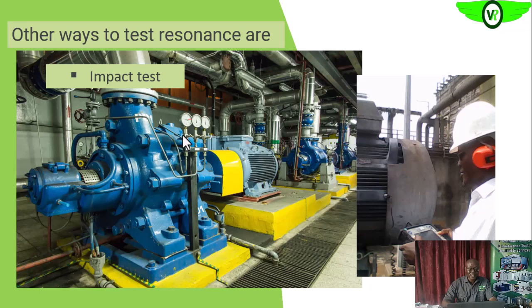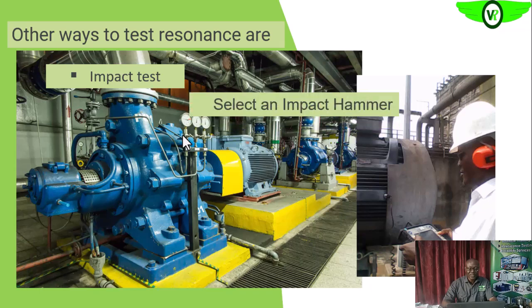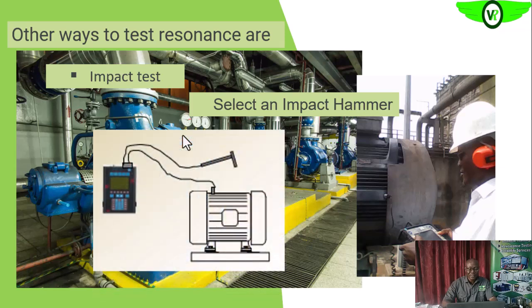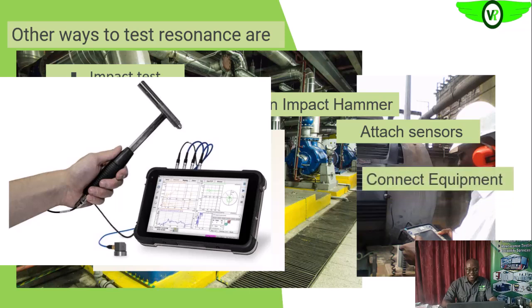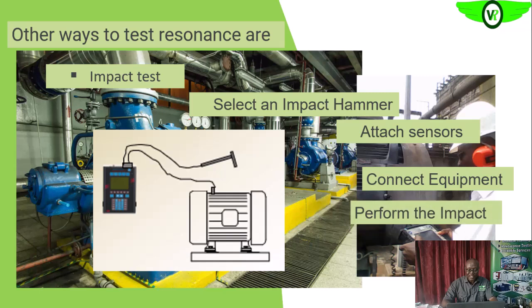The impact test. On the impact test, you select an impact hammer. The machine will be shut down, in a state of shutdown. It will not be working at that instant. Then you attach a sensor, as you can see on the screen, connect that sensor to your vibration analyzer, then you perform the impact.